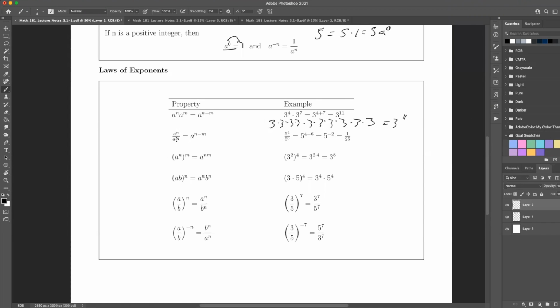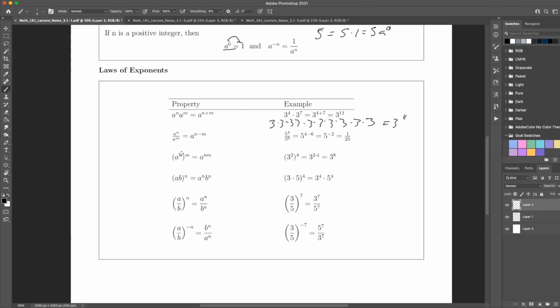If I have a to the n over a to the m, I have a to the n minus m. Here, notice I get 5 to the minus 2, or 1 over 5 squared. But notice I can cross off 4 5s up top and 4 5s down below, and get the same answer. So this works out to be the same.